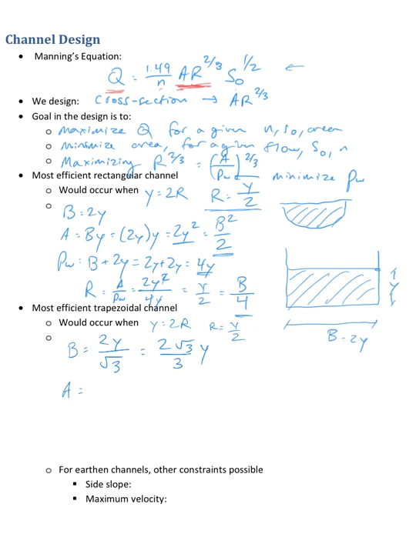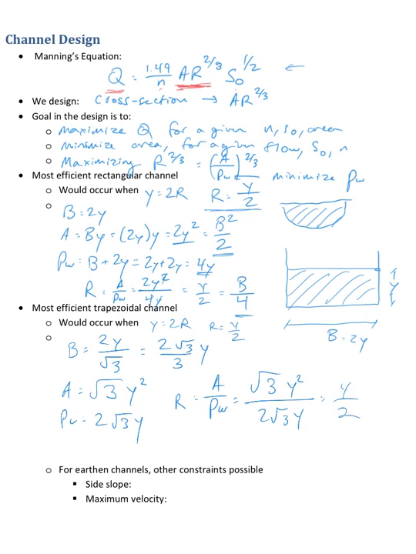It turns out my A then has to be square root of 3 y squared, and my wetted perimeter is 2 root 3 y. And thus my hydraulic radius is area over wetted perimeter, which is equal to square root 3 y squared over 2 root 3 y. And that really reduces down to y over 2 again, which is our constraint at the top in the first place.